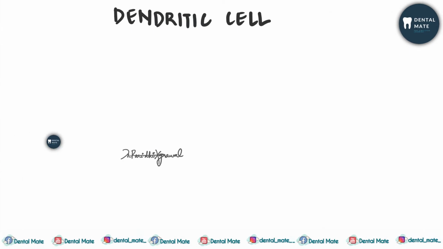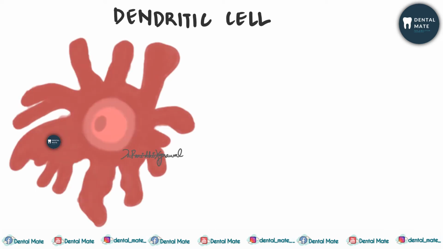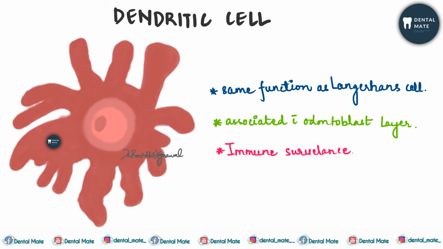Next up are the dendritic cells. They are similar in function to the Langerhans cells that are the antigen presenting cells. They are mainly associated with the odontoblast layer, and they proliferate in carious teeth. That is their immune surveillance.